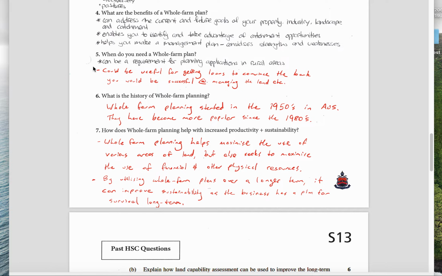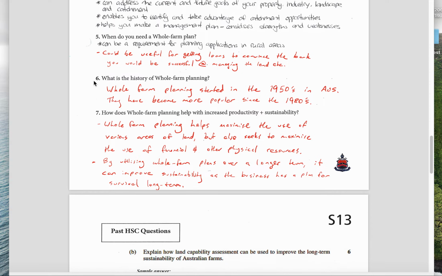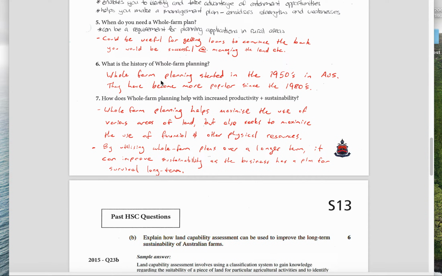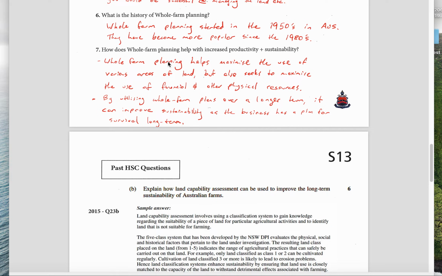When do you need a whole farm plan? It could be a requirement for planning applications in rural areas. It could also be helpful if you're trying to get a loan for your farm, for your enterprise from a bank. They'd want to see that you are successful at managing the land and have a plan for it. So whole farm planning started in the 1950s in Australia, and it was based off a US system, and they have become more popular since the 1980s to address the sustainability of farms.